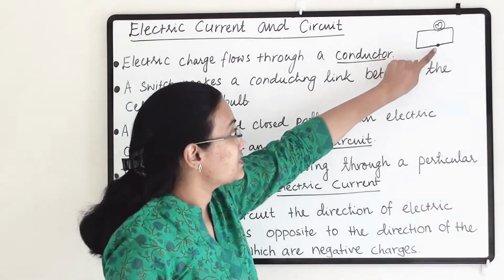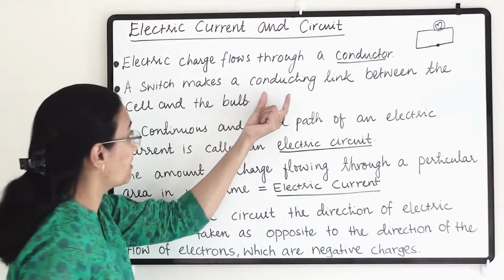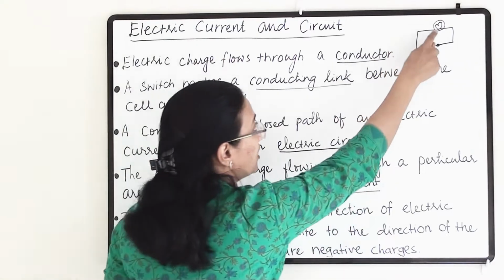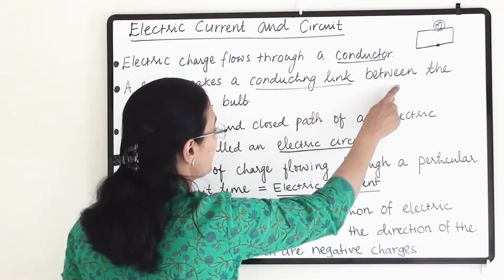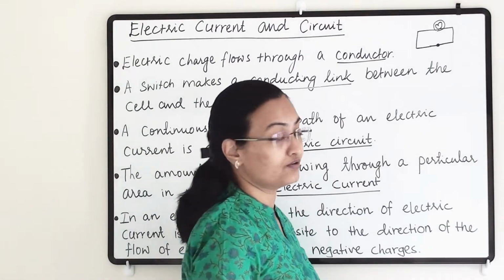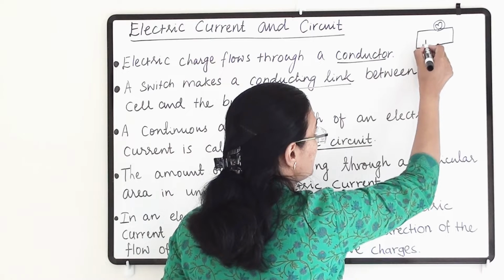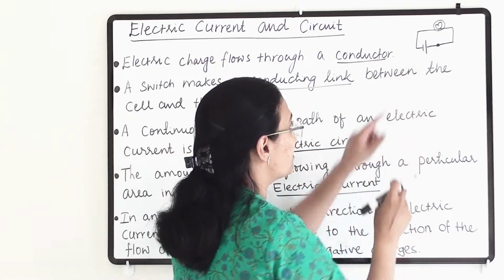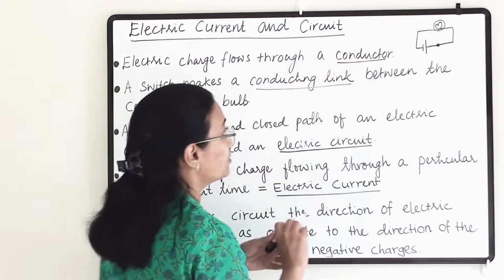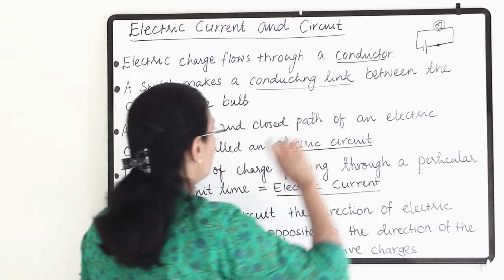So when the switch is on, the bulb will glow. So the switch is a conducting link. That means it will conduct a current which will glow a bulb. So that's why it is a conducting link between the cell and the bulb. Now, to pass electricity through this conductor, we need to have one cell over here. So this is our battery, which is a cell. This will produce a current which will glow a bulb. So this switch is a conducting link between this battery and bulb.